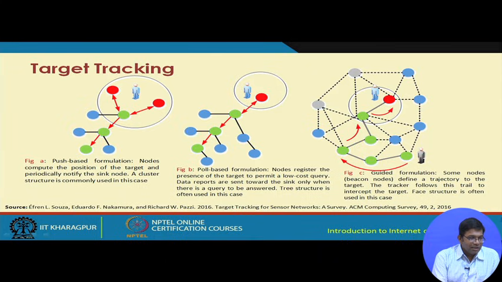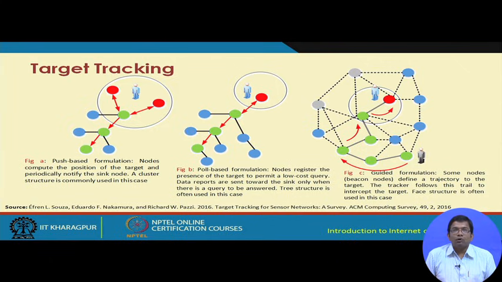And the third is where there is a tracker that is used. The tracker basically follows the trail of the target and intercepts the target. So, this is known as the guided formulation. Okay. So, we have three distinct types of formulation of the problem of target tracking in sensor networks.